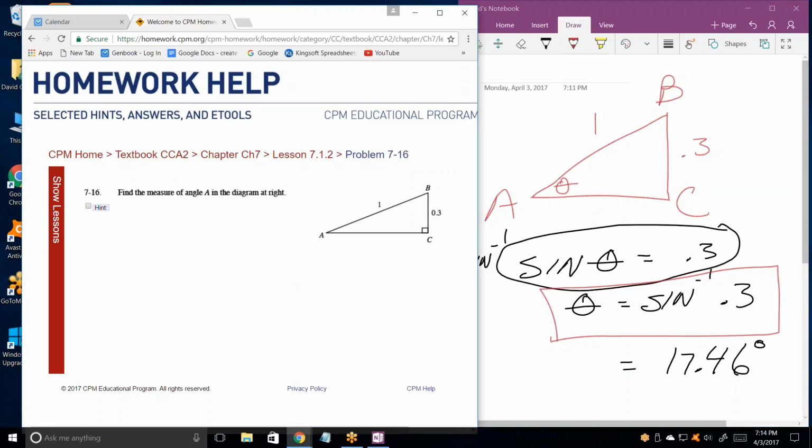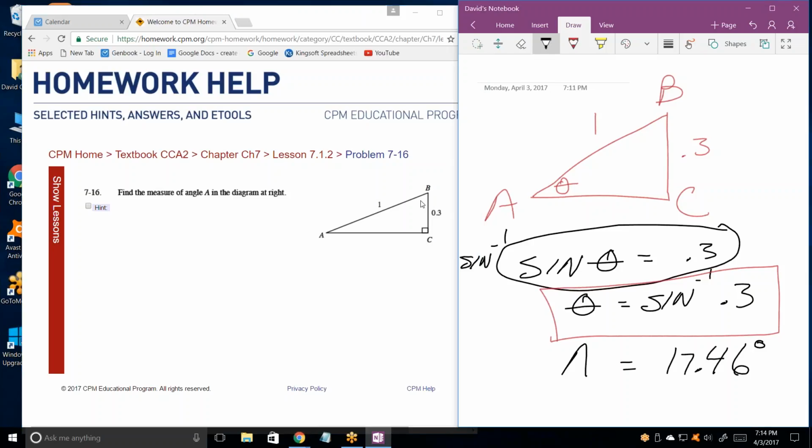All right. So that angle A is 17.46 degrees. What's angle B? I don't know because it didn't really ask us to. I know, but I'm asking you because it's important. What's the relationship between angle A and angle B? What do they have to add up to? 90. Yeah, that means angle B has to be 72.54 degrees.